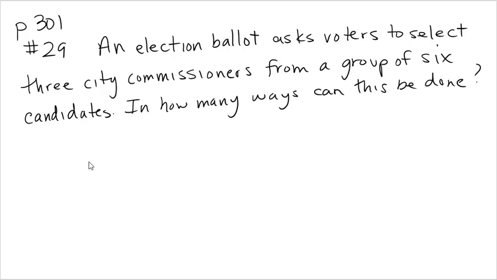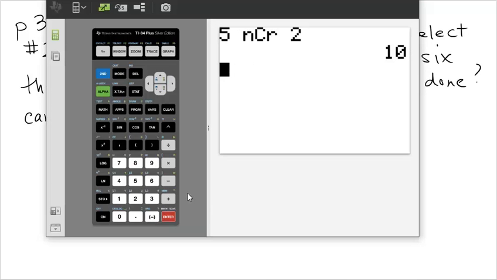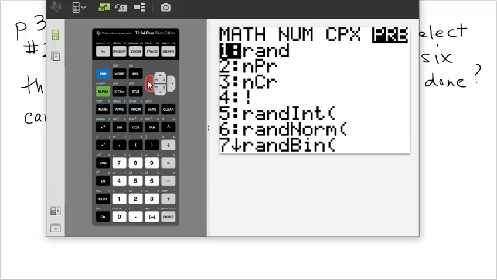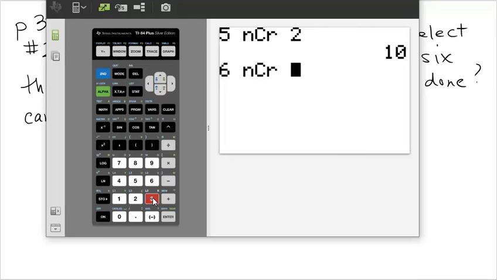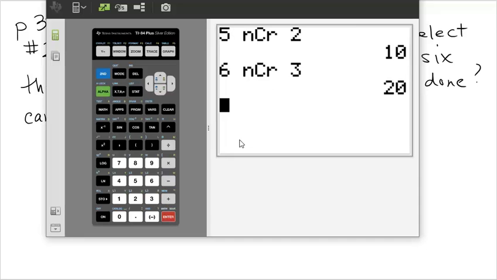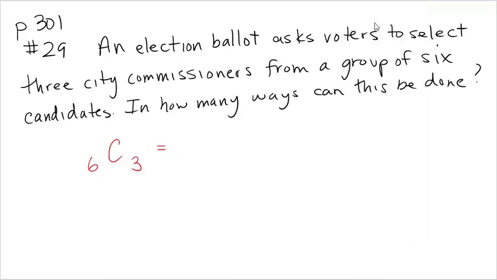And so this is a combination. We have 6 total individuals to choose from. And from those 6, we're going to choose 3 without regard to order. The order doesn't matter. So 6 choose 3, I believe is 20, but let's type it in. I type the 6, push the math key, scroll to probability, choice 3 for combinations, and then we're selecting 3 of those 6 individuals, and yeah, that's 20. So there are 20 different ways that you could select 3 different people.